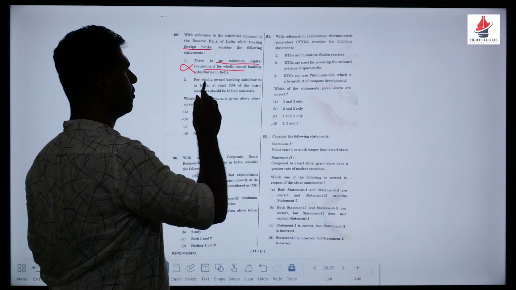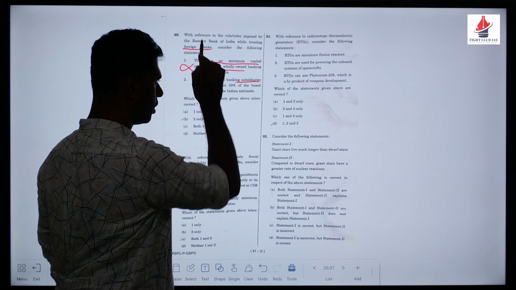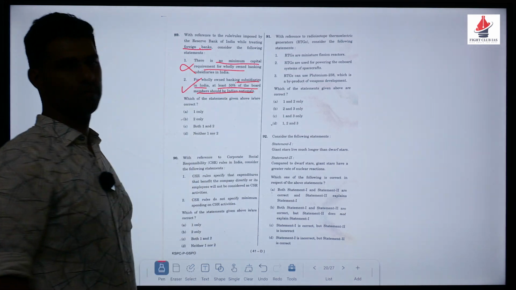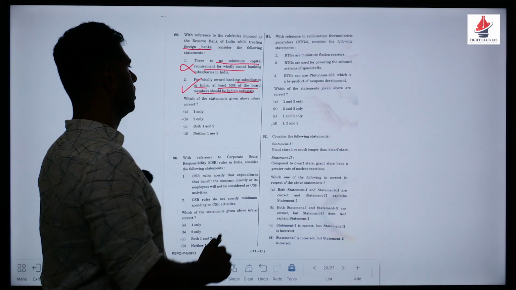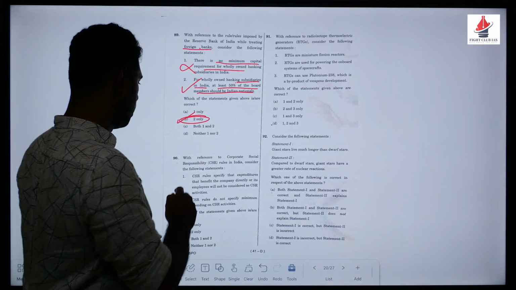Secondly, for wholly owned banking subsidiaries in India of the foreign banks, at least 50% of the board members should be Indian nationals. Correct. This is also true, right? So answer is 2 only. Moving to the next one, 90th.